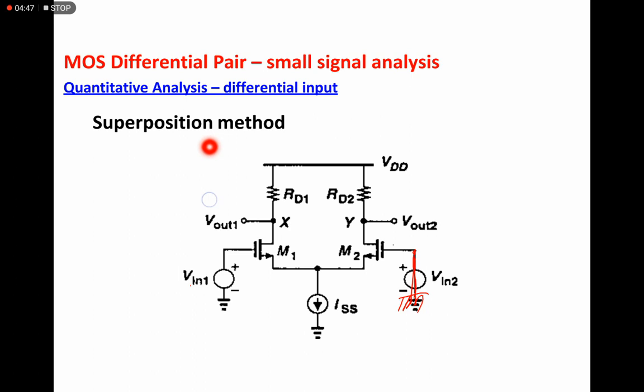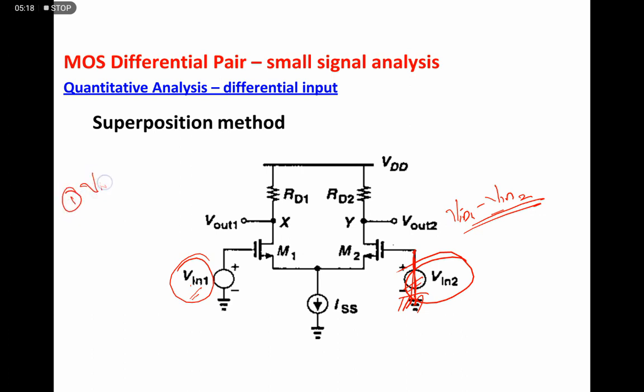In superposition method, as the name indicates, the performance of differential amplifier is evaluated using superposition theorem. There are two inputs, V in 1 and V in 2. To evaluate the effect of V in 1 and V in 2, or differential input signal V in 1 minus V in 2, we evaluate the response of V in 1 and V in 2 separately. First, we will find the response towards V in 1. At that time V in 2 will be grounded. Or in second, when we evaluate the response of V in 2, the V in 1 will be grounded.